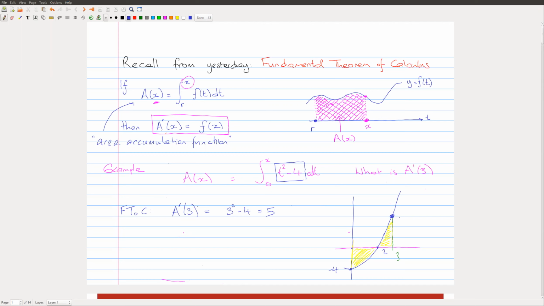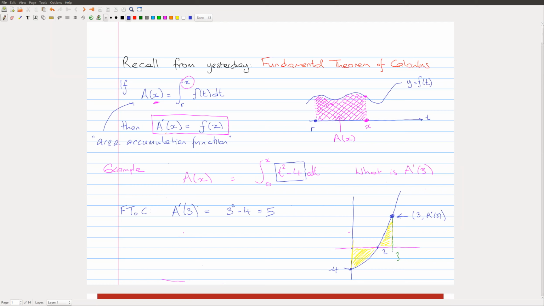So the coordinates of this point basically are 3 and a dash at 3. Just the y coordinate of that point on the graph at 3 is actually the value of the derivative of this area accumulation function at 3.